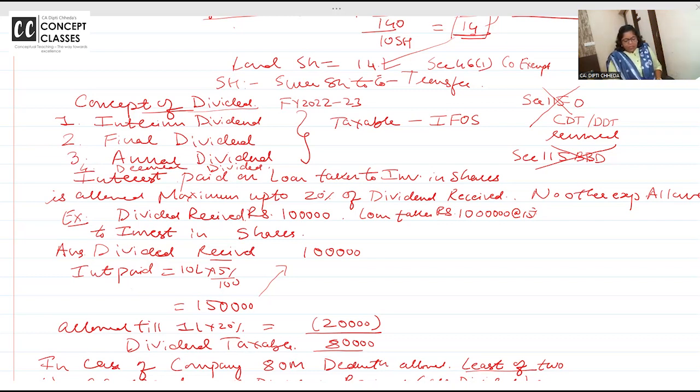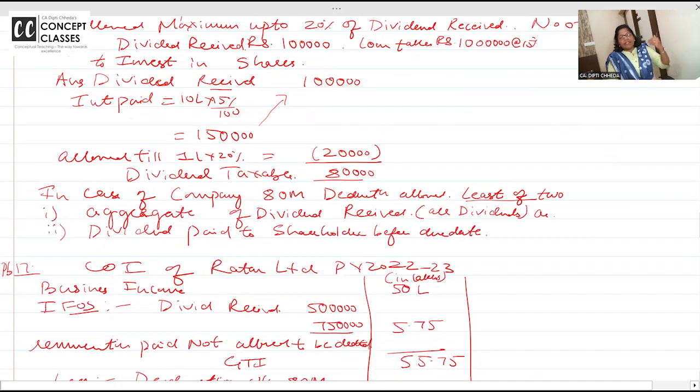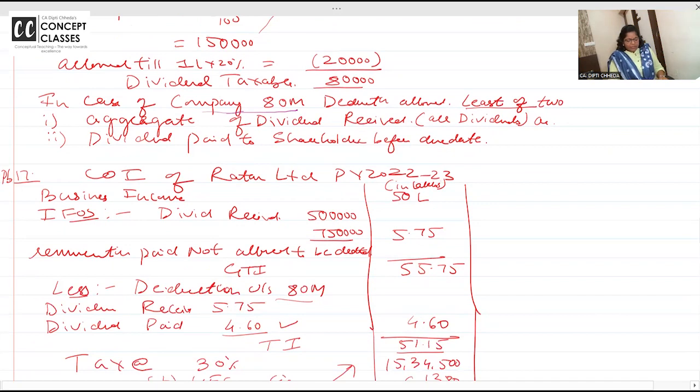Now, in case of a company receiving the dividend and paying the dividend, and when I say company, it includes Indian company, domestic company, foreign company, all. If they are receiving the dividend and paying the dividend, under ATM they can avail the deduction of whatever dividend they have received, net of the interest paid or dividend paid, whichever is lower. Are you all getting this? With this we have done the 17th, 18th, 19th problems.